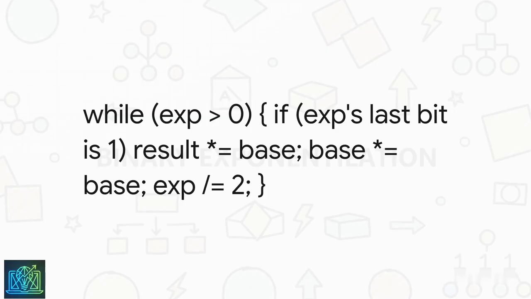If that last bit is a 1, it means our recipe is yelling, use this rune, you need this one. So we multiply our current base into our final result. Simple. Now, after that check, whether we use the rune or not, we have to get the next one ready. That line, base *= base, that's us weaving a stronger rune by squaring it, just like we talked about. And finally, x = x / 2.